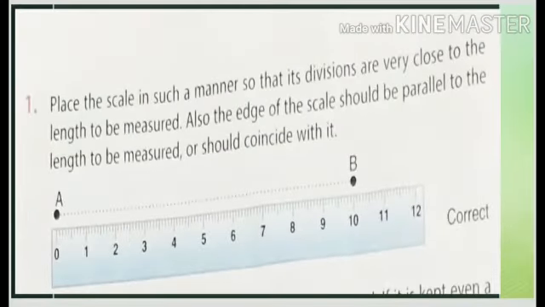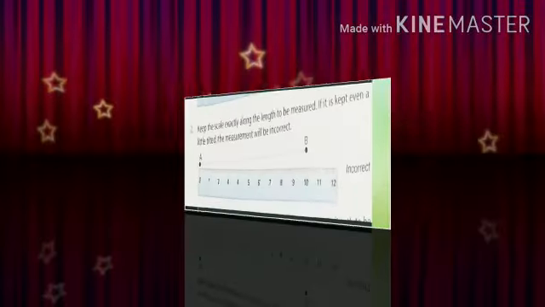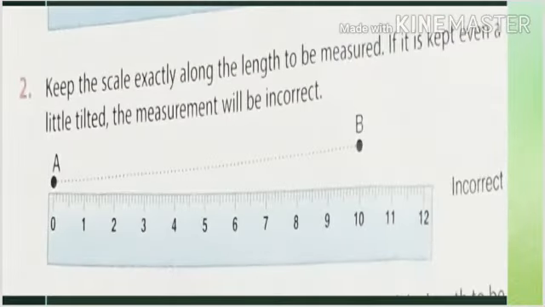First one is to place the scale. See, AB is the line segment and you are keeping your scale very close to the line segment, or should it be far away from the line segment? No, it should be parallel and very close to the length to be measured. Keep the scale close and parallel to the line segment you have to measure. And one thing: parallel to the length to be measured, or it should coincide with it. Let's discuss the second one.